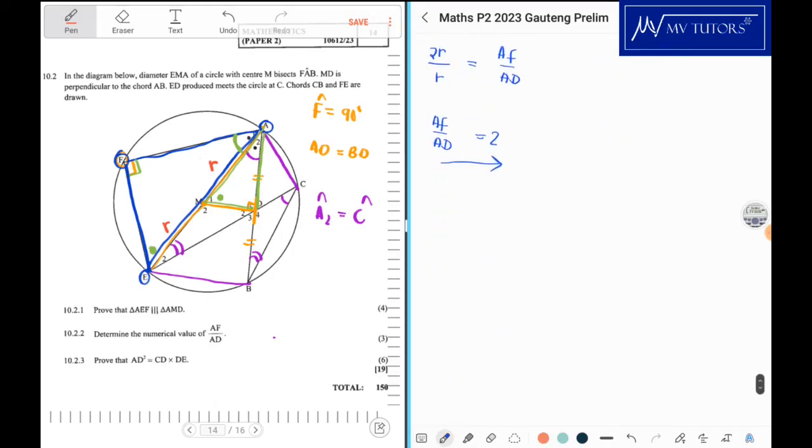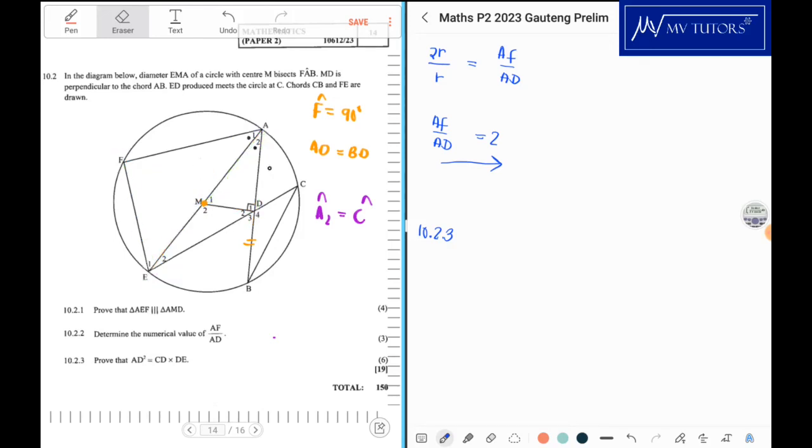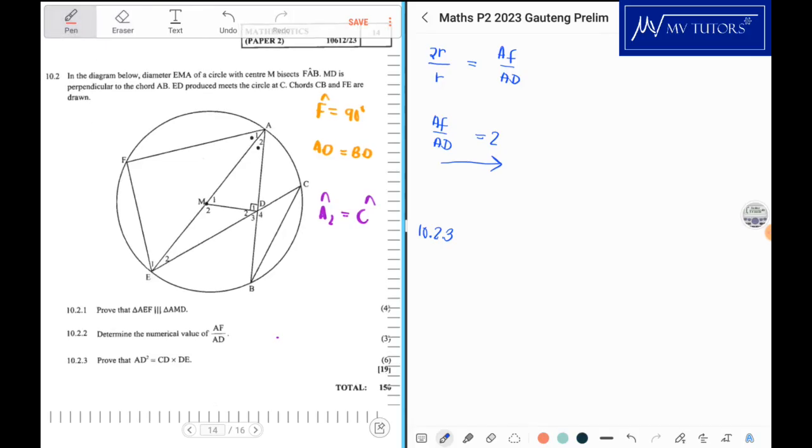And then 10.2.3, we're almost there. This paper didn't seem so bad. Now it says, prove that AD squared is equal to CD times DE. Okay, AD squared. I think I'm going to have to erase a lot of things here because I have hidden AD. Let's just erase certain things so that we can see clearly what's going on. Okay, just erase everything and see what we can do here.